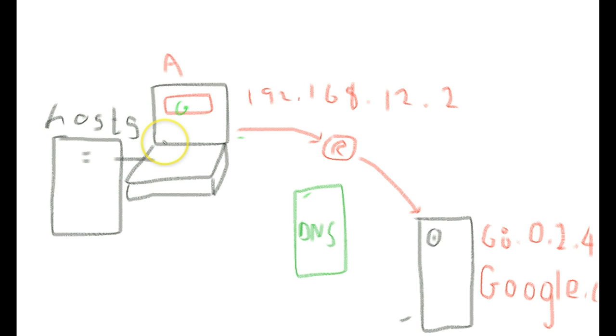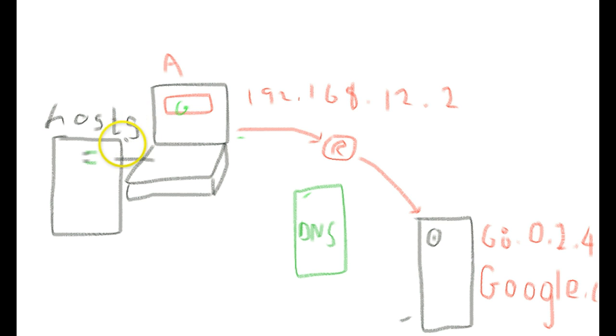That way, all you have to do is type in google.com, and this etc host file will just do the translation for you, and you don't have to remember 68.0.2.4 all the time. Otherwise, you would have to type the same 68.0.2.4 into your URL bar right here, and it will automatically know which machine to go to.